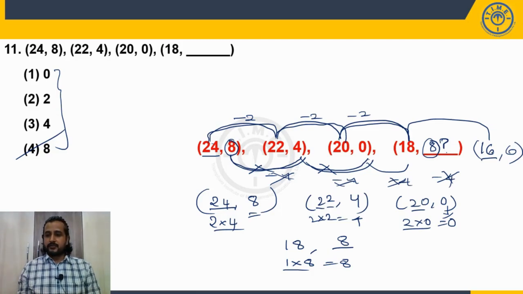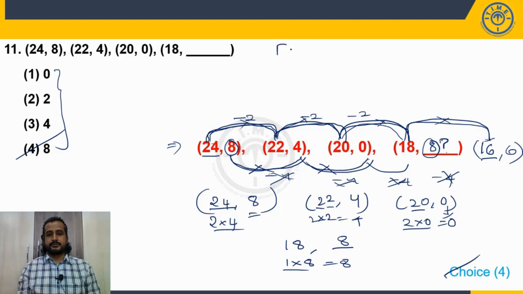And if they ask for the next pair, then this alternate also will help us. 24, 22, 20, 18. Then it will be 16. Consecutive even numbers in decreasing order. But here it is not helpful. Okay. Clear with the logic? Okay. So choice 4 is our required answer.